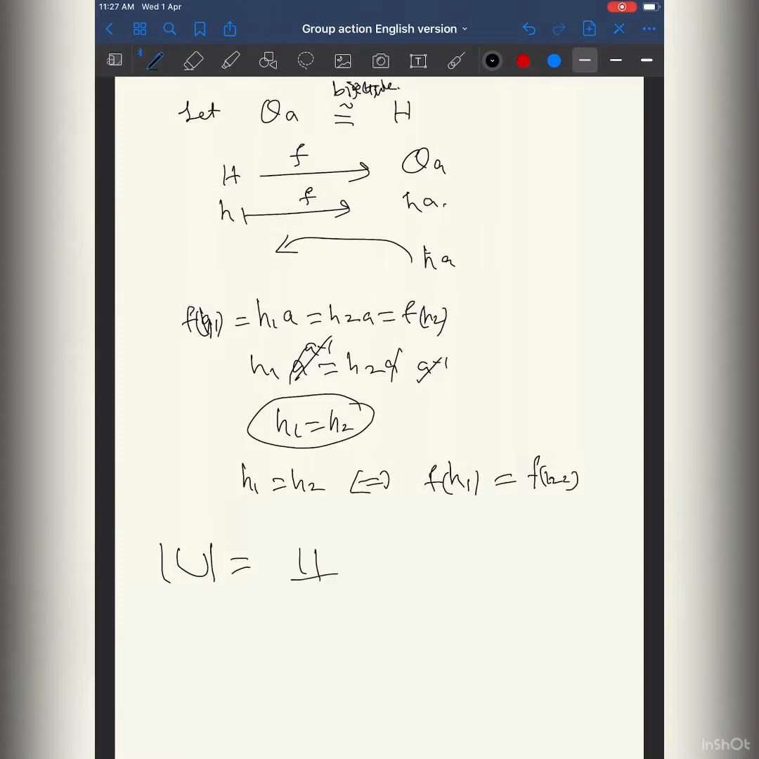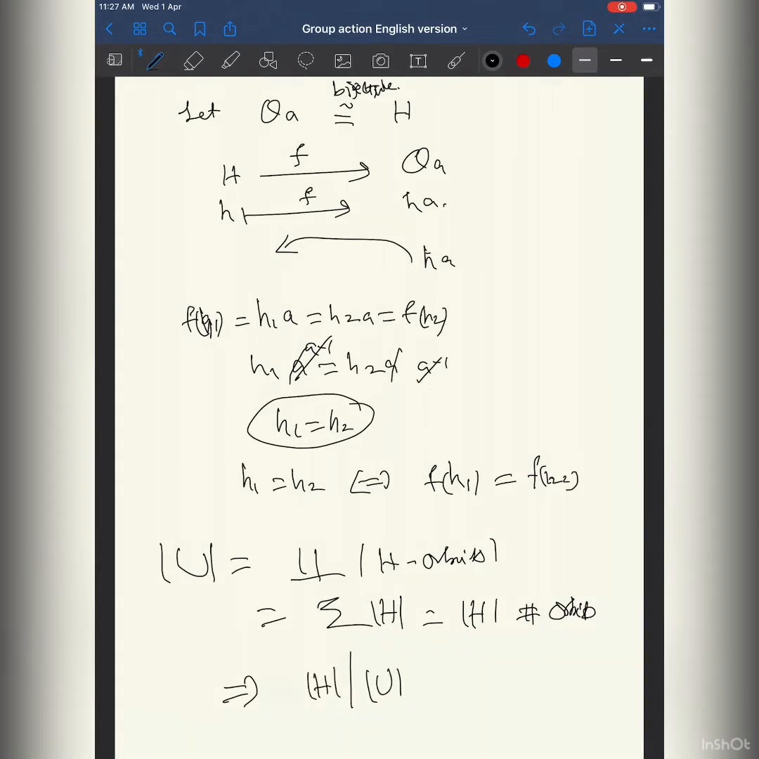Finally, that means the order of U becomes the sum of the orders of H, that will be some number of orbits times the order of H. So that implies the order of H divides the order of U. This is going to play a very crucial role. Hence proved.